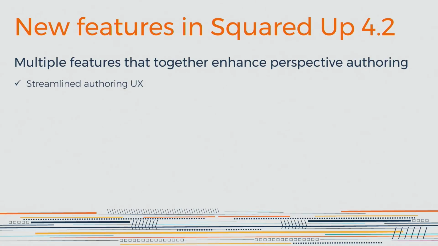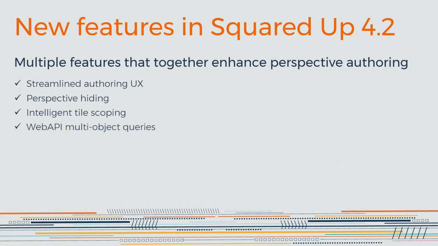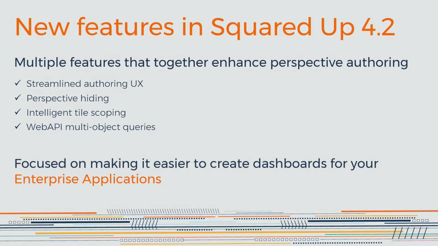So the features we have in 4.2 are all around this perspective authoring experience. We have streamlined the authoring user experience in general, both for perspectives and dashboards. We have introduced perspective hiding. So now you can both add new perspectives to different types of objects, but also suppress particular perspectives for particular objects and tidy up that perspective ribbon at the top there. We've introduced a really exciting new feature that leverages the SCOM object model for intelligent tile scoping. So this makes it even easier to add the different data that you want to see onto your perspectives. And we've updated our WebAPI integrations to support multi-object queries. So all of these come together to improve the perspective authoring experience.